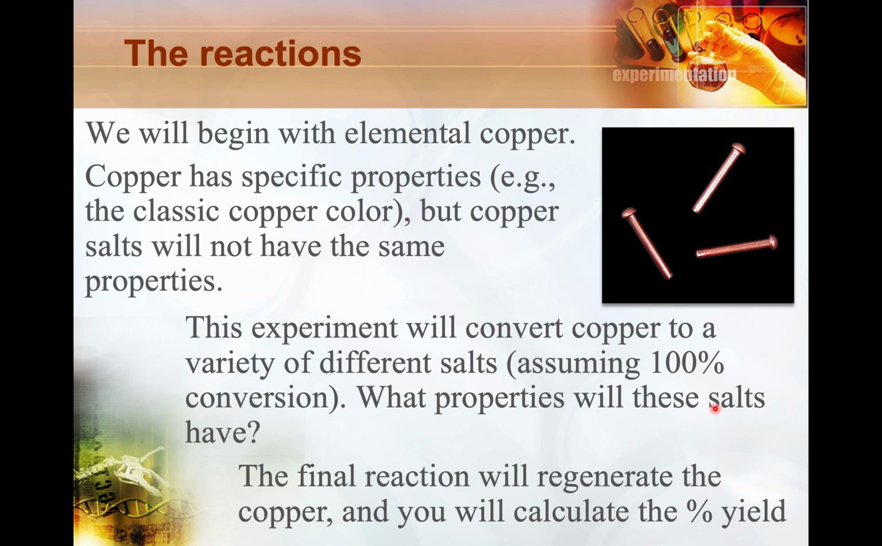And as I said, finally, you'll begin with copper, you'll do a number of reactions, and you'll end up back at elemental copper. And theoretically, you should have 100% yield. You should end with that same amount of copper that you started with. But you'll use that to calculate the percent yield and find out how well everything reacted and how well you carried material from one flask to another.